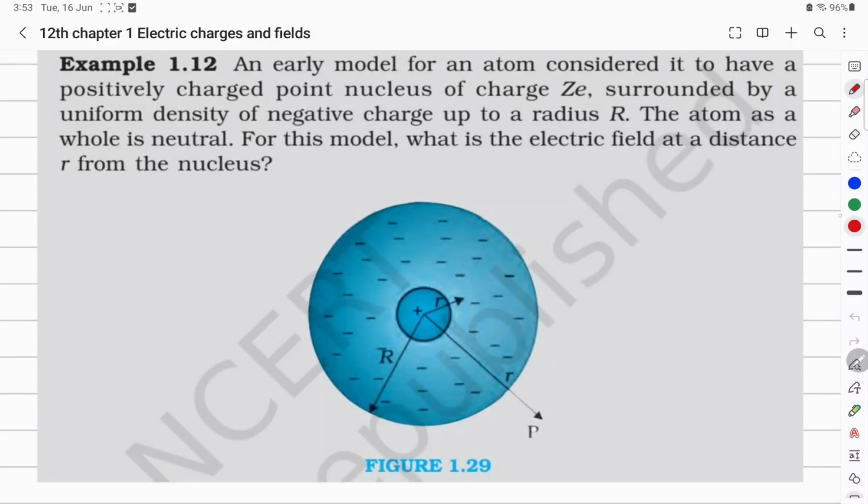Today we are going to see Physics 12th Chapter 1 Example 1.12. In this question they have given us an early model for an atom, considered to have a positively charged point nucleus of charge Ze surrounded by a uniform density of negative charge up to the radius R. The atom as a whole is neutral. For this model, what is the electric field at the distance r from the nucleus?